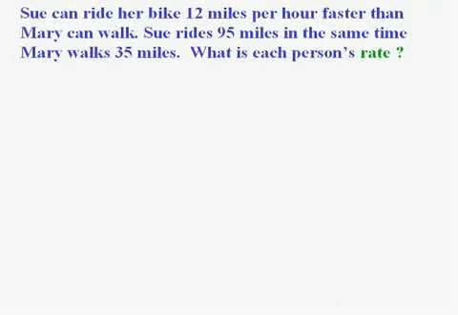Let's try another one. Sue can ride her bike 12 miles per hour faster than Mary can walk. Now Sue rides 95 miles in the same time Mary walks 35 miles. Well, these are some serious jocks. The question is, what is each person's rate?